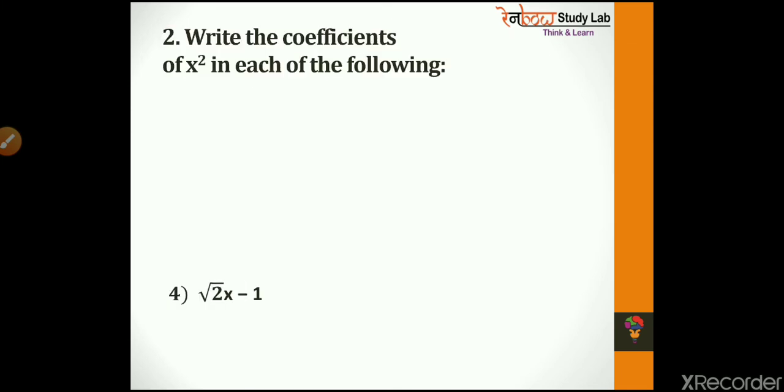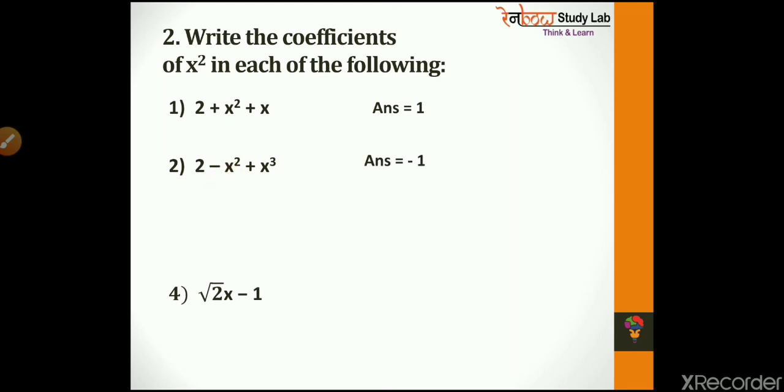Second question, write the coefficient of x square in each of the following. So there will be a few questions coming up here, and we'll be writing the coefficient of x square. First question, you can see 2 plus x square plus x. What is the coefficient of x square? If you cannot see any number, then it is 1. X square has a coefficient of 1. So your answer is 1. In the second question, what will be your coefficient of x square? Again 1. No, it will be minus 1, because I told you whenever there is a sign before your variable, that is also to be considered.